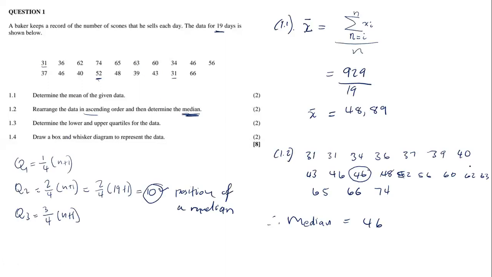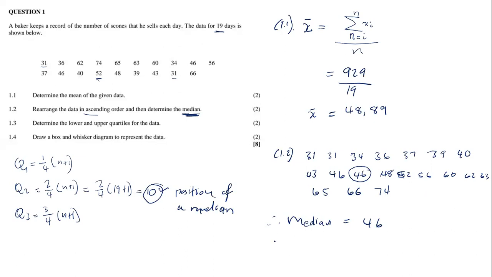Now, 1.3 says to us, determine the lower and upper quartiles for the data. Remember, I said you can use this. When you want to determine the lower and upper quartile, you're not going to do it on data like this. This data is not arranged, hence why we had to rearrange it. So if you still want to determine your lower and your upper quartile, what are you going to do? You're going to use this data that you have just rearranged, okay?